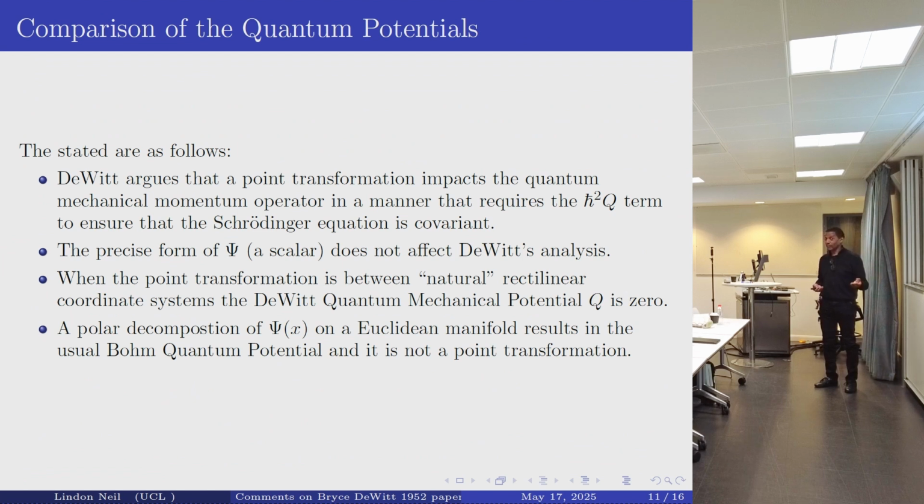However, if you work through it, during this derivation the precise form of psi, which is deemed to be a scalar, does not affect DeWitt's analysis. So it doesn't change if you then do a polar decomposition after that. You're just going to basically say in the curvilinear coordinates, you've got an extra potential, which is this h bar squared Q as opposed to Bohm's Q.